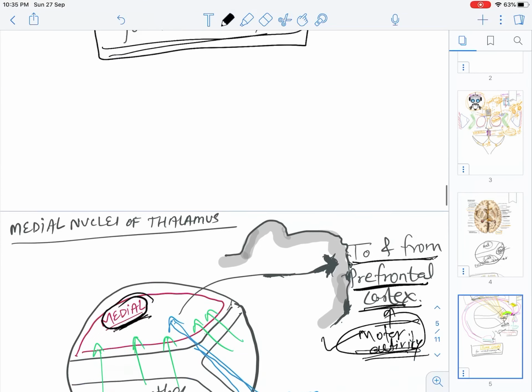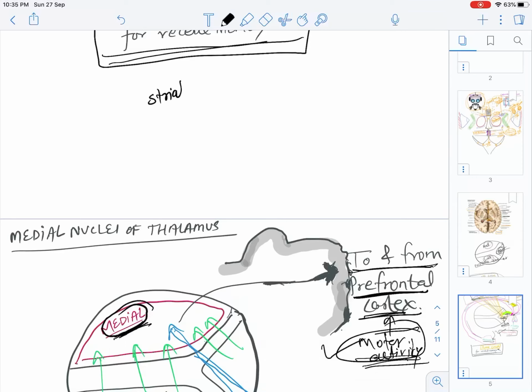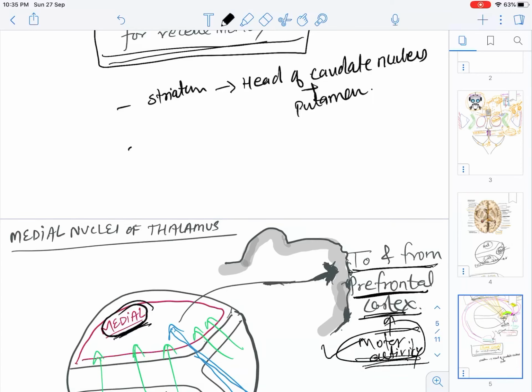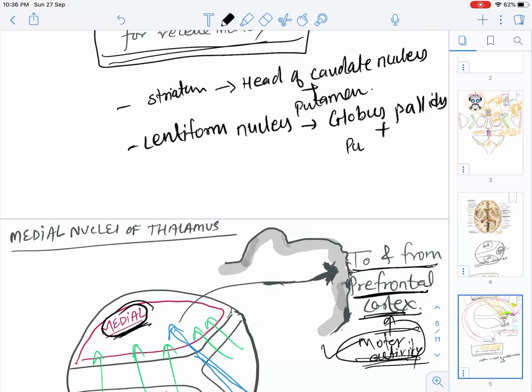I will explain you the term of basal ganglia. First there is a term of striatum. So what is striatum? Striatum consists of head of caudate nucleus plus putamen, that is called striatum. Then what is lentiform nucleus? Lentiform nucleus consists of globus pallidus and putamen. Both of these constitute corpus striatum.